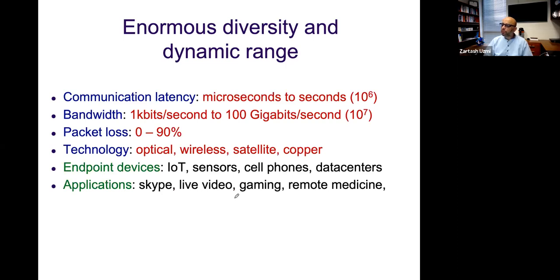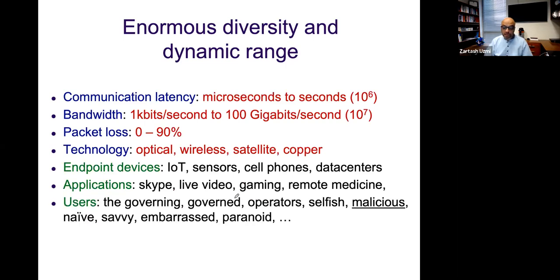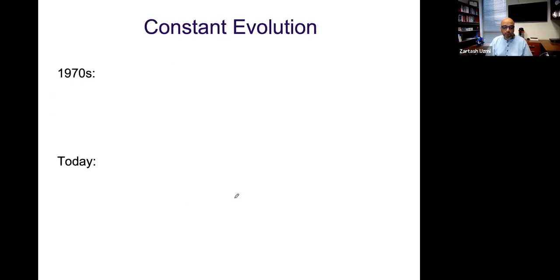And then we also have a variety of applications: Zoom, Skype, live video, gaming, remote medicine, lots and lots of applications. And similarly, you can also have a variety of users on the internet. So what we are talking about here is diversity on the internet in everything. You can have users which are governing or governed, or operators, ISPs, selfish users, malicious users. You can have naive, savvy users, embarrassed, paranoid. It's all kinds of users you can have on the internet. The internet has gone through a constant evolution.